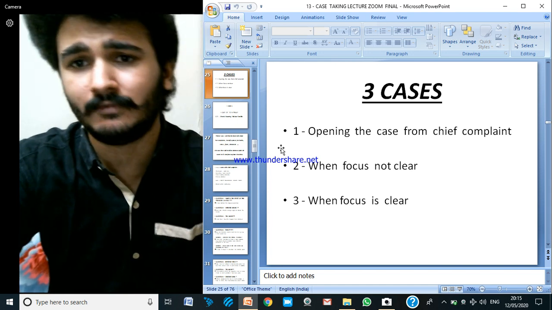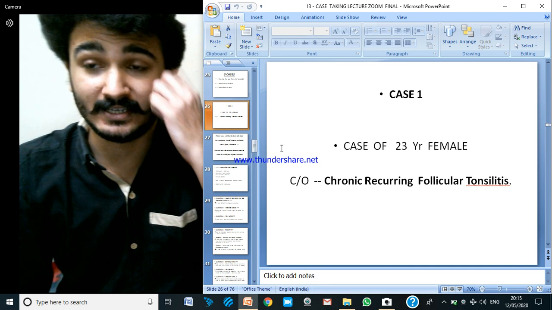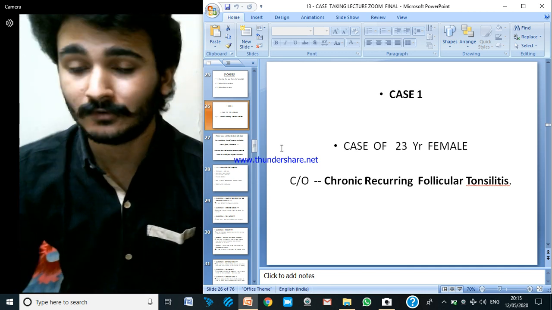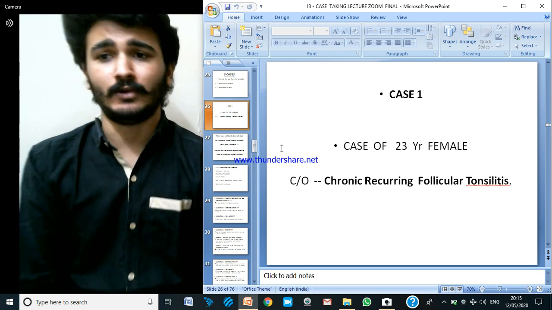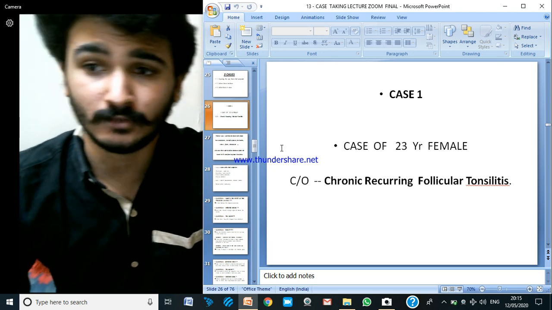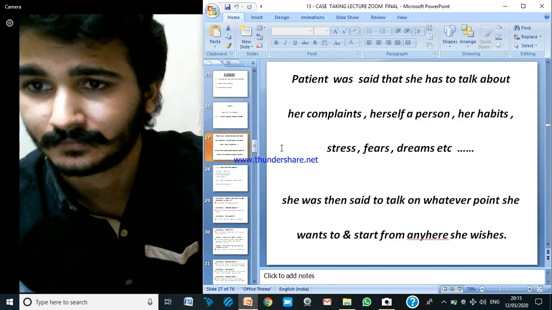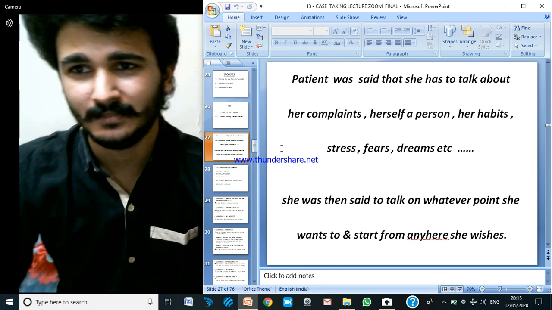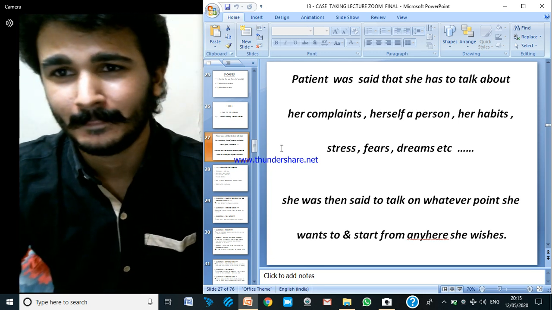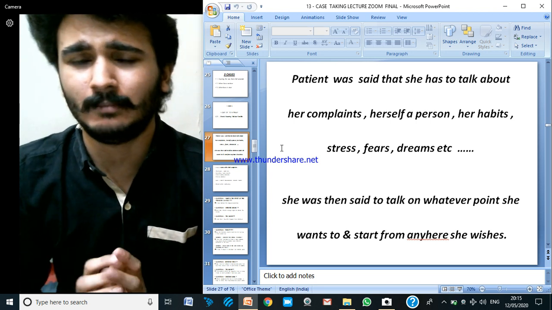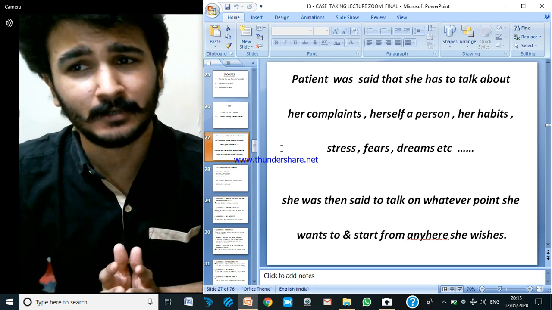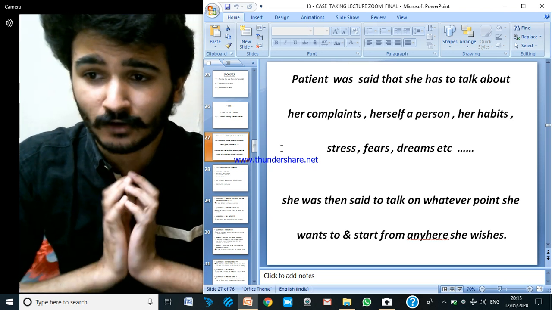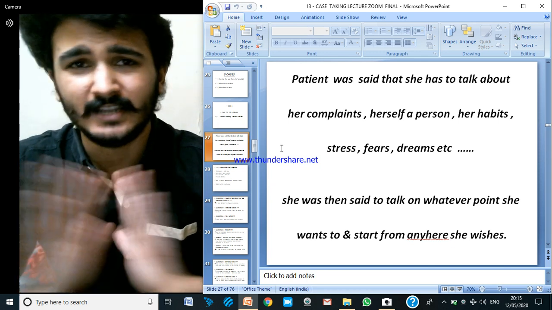So I have 3 cases, but today we'll only talk on the first case, that is how from the chief complaint we have to open the case up. How from the chief complaint everything opens up, okay? So a case of a 23-year-old female with complaints of chronic recurring follicular tonsillitis. I took this case in my internship times, okay? The patient was my friend and I asked her, do you want to talk about your complaints, you as a person, your habits, stress, your dreams. Start from anywhere you can. You can talk anything.